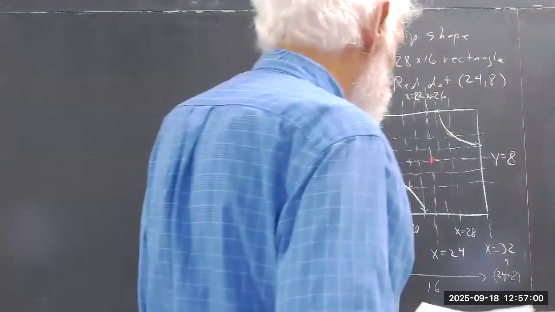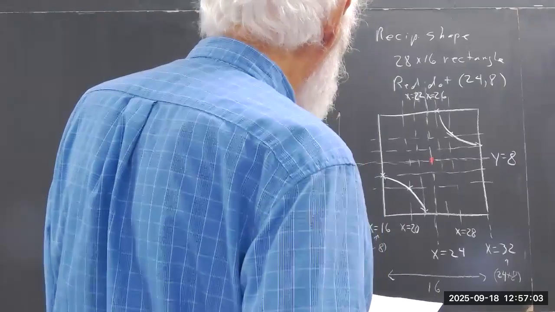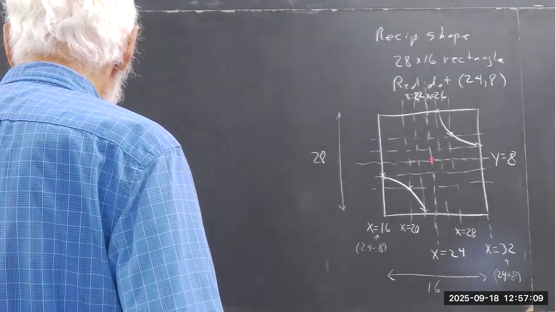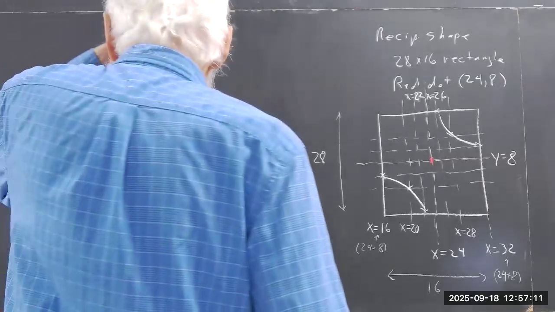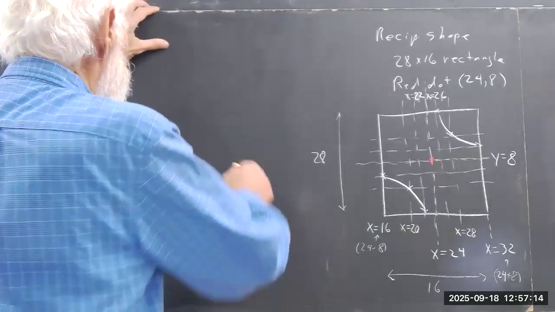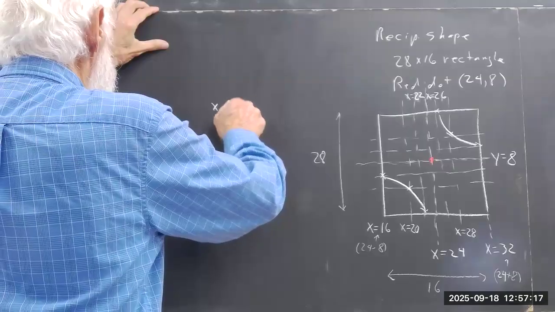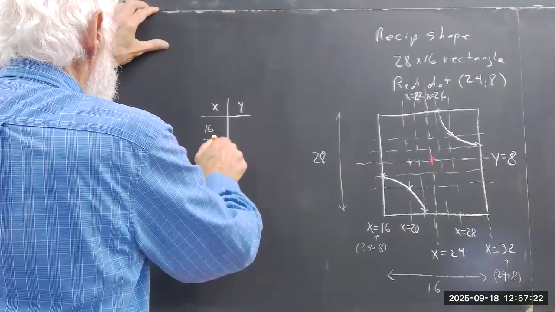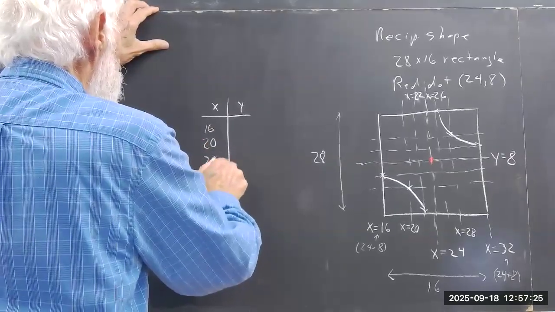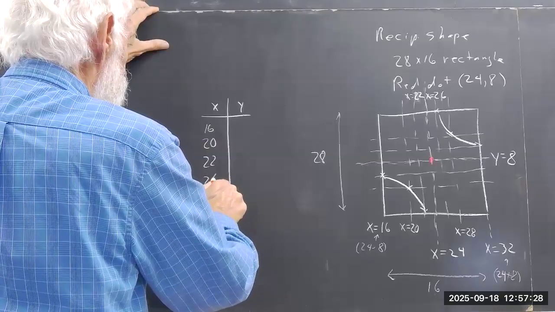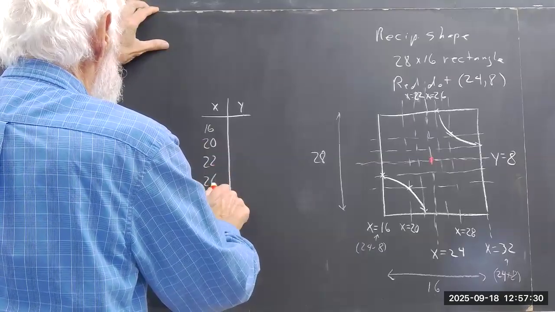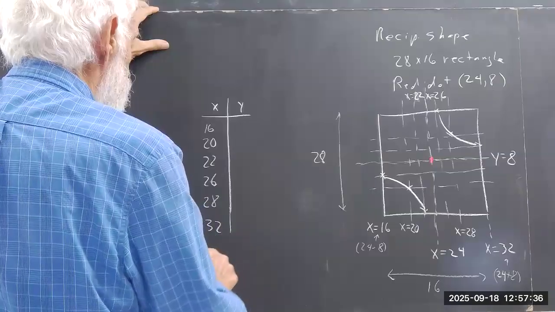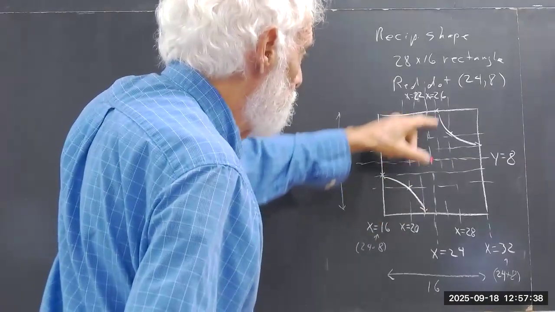Well, actually, this isn't the fundamental triangle. I was thinking it was. But it says make the table. So the table. We have 16, 20, 22, 26, yeah, 26, 28, and 32. In other words, the x coordinates of these points.